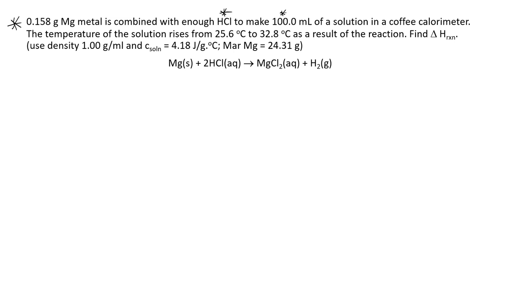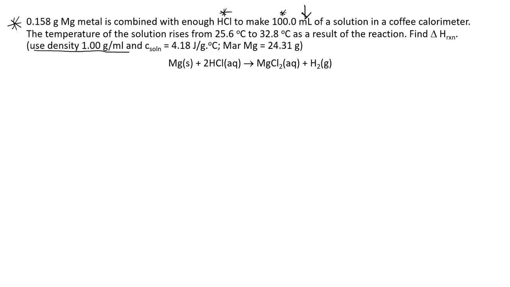Find delta H of this reaction. Important information: use density, 1 gram per mL. Why should we use density? Because here you are given milliliters, you are not given mass. So you have to change the volume to mass using the density conversion factor.